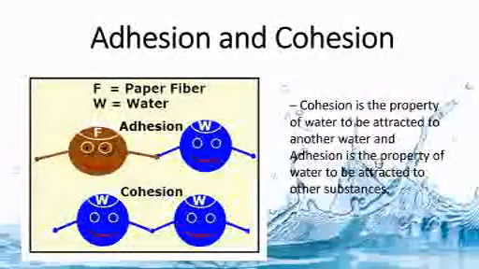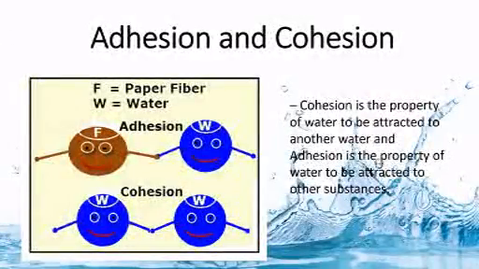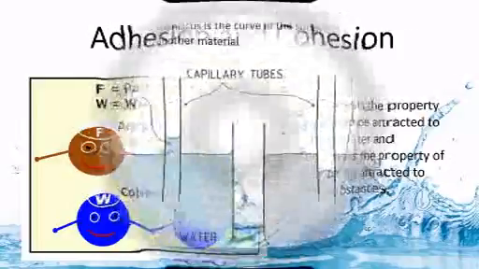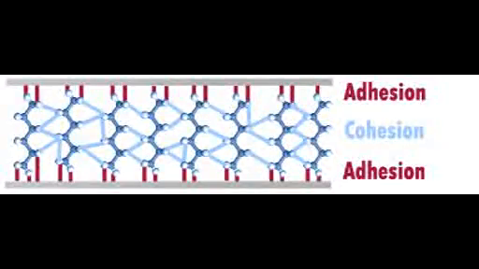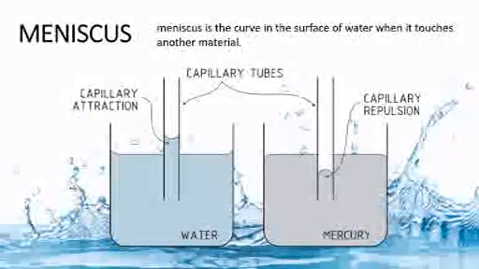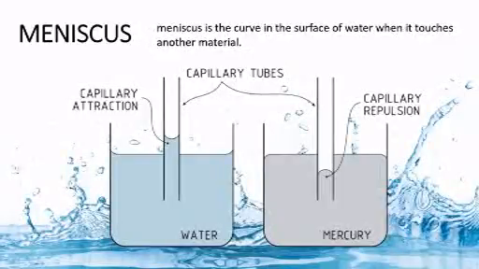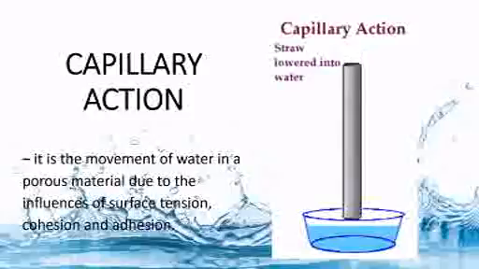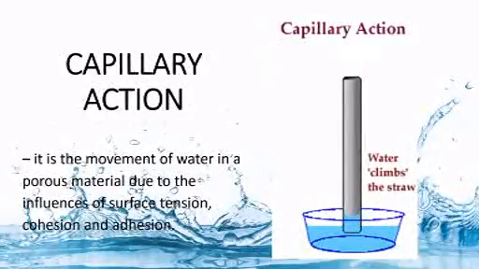Cohesion is the property of water to be attracted to other water, and adhesion is the property of water to be attracted to other substances. Meniscus is the curve in the surface of water when it touches another material. And capillary action is the movement of water in a porous material due to the influences of surface tension, cohesion and adhesion.